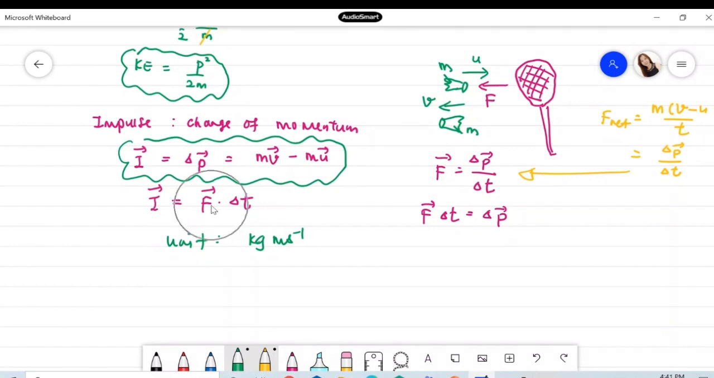So this force here, okay, it can be the average force, because sometimes the force you apply is not a constant force, or it could be a constant force. So it depends on the case. So this F could be a constant force or an average force that you apply to the object.